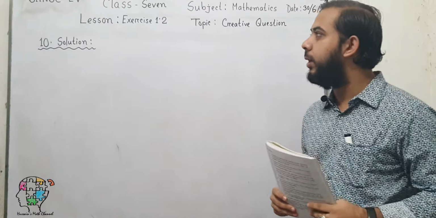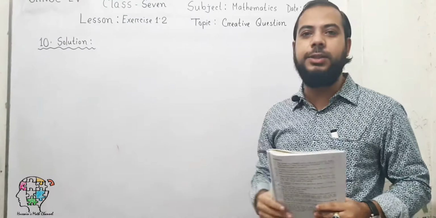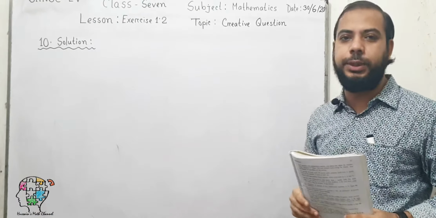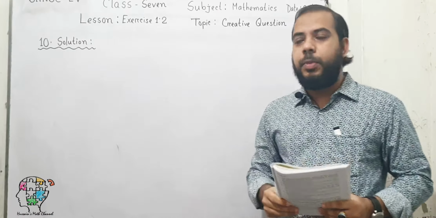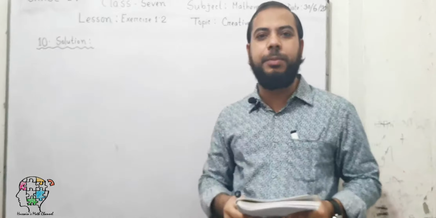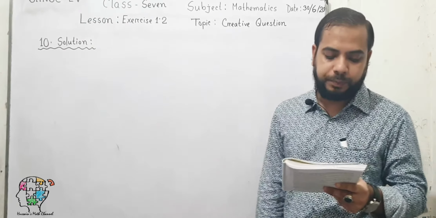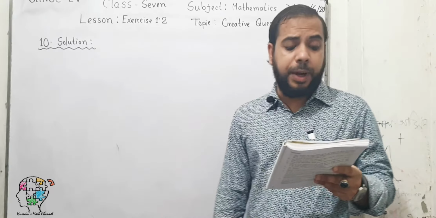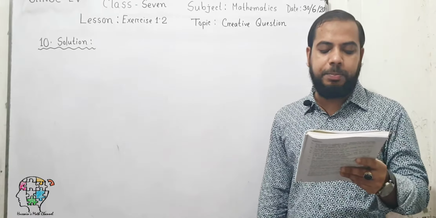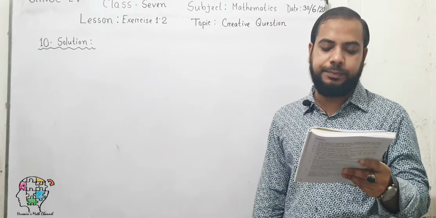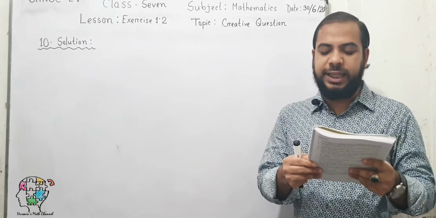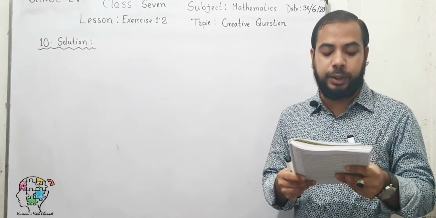Our today's lesson is exercise 1.2, creative questions. First of all, we will do question number 10. At first, read the question from your book. A farmer buys 595 plants for making a garden. The price of each plant is taka 12.